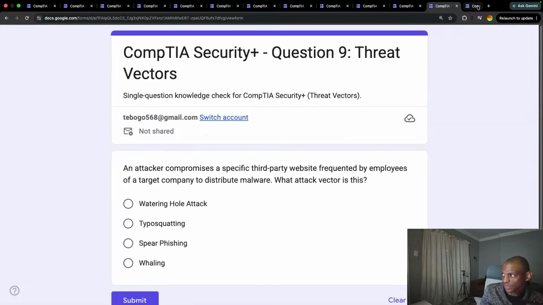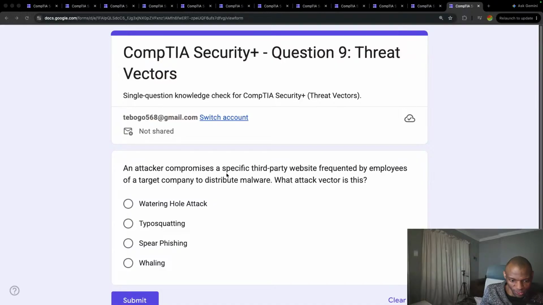All right, let's go to the next question. So let's look at this question here. This should be easier to answer. An attacker compromises a specific third-party website frequented by employees of a target company to distribute malware. What attack vector is this?